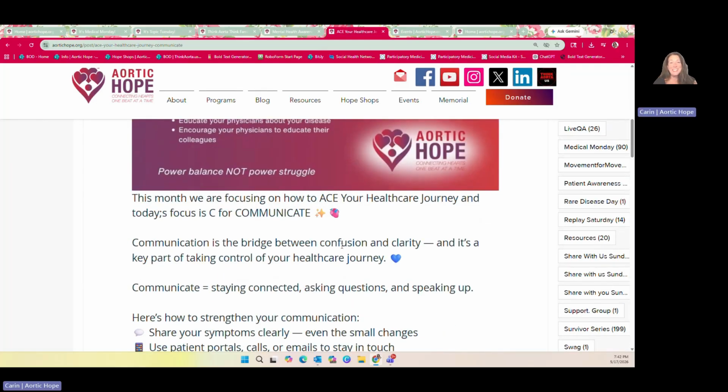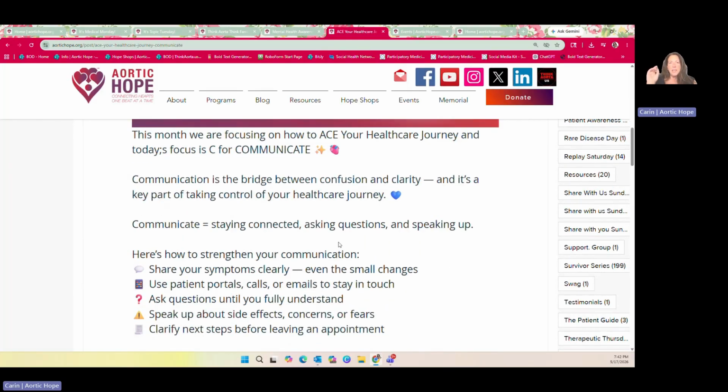So communication is the bridge between confusion and clarity. And it's a key part in taking control of your healthcare journey. Communicate kind of equals staying connected, asking questions, and speaking up. And here's how to strengthen your communication. So you want to share your symptoms clearly. And this might mean writing these things down before a medical appointment, even small changes you're feeling. Don't discount that something you're experiencing or something in your family medical history isn't important. Just share it. Use patient portals. Make a phone call, email, ask your physician, how do you want to be reached?